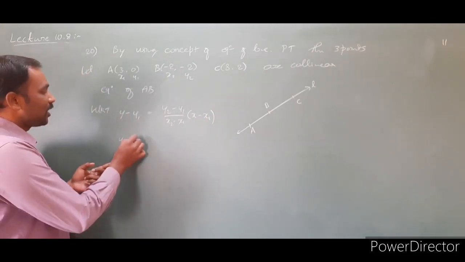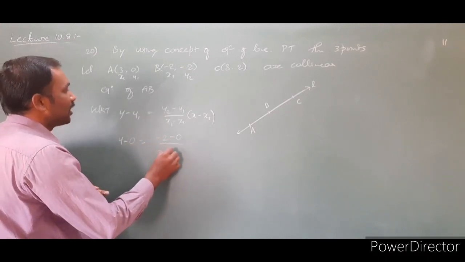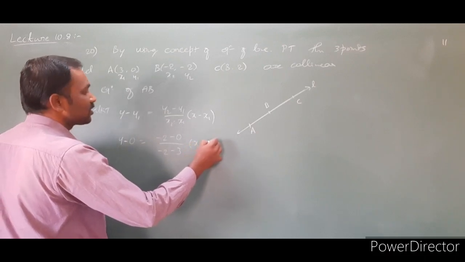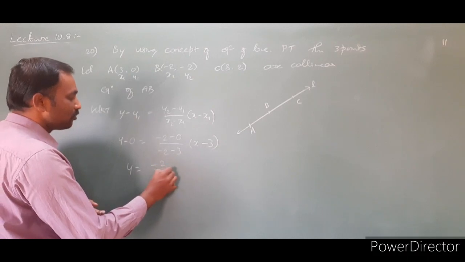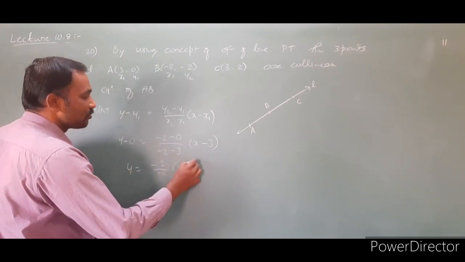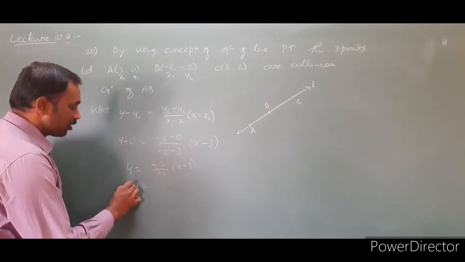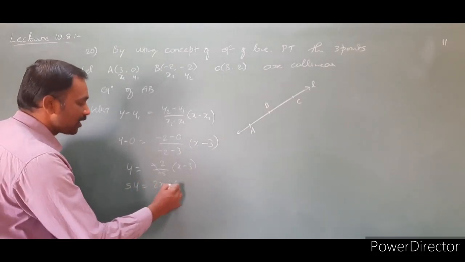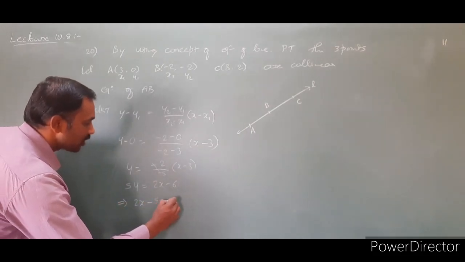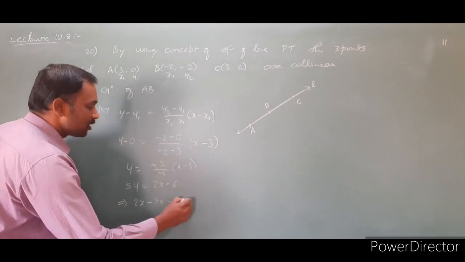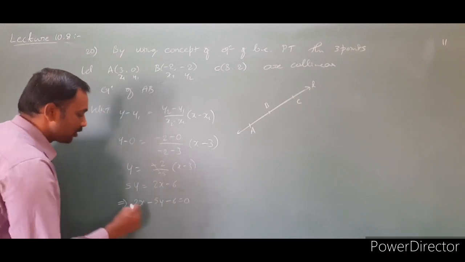y minus, what is y1? 0. y2 minus y1 is 2 minus 0, divided by x2 minus x1, which is 5 minus 3. Then x minus x1, which is 3. Simplify. y is equal to minus 2 by minus 5 into x minus 3. Here minus minus gets cancelled. So 5y is equal to 2x minus 6. This implies 2x minus 5y minus 6 is equal to 0.